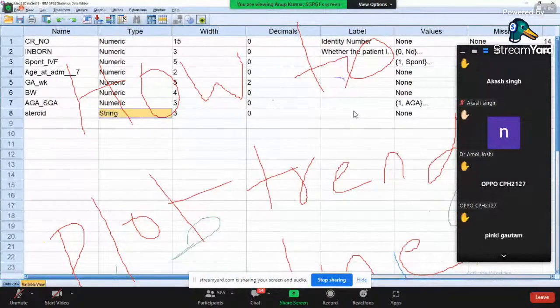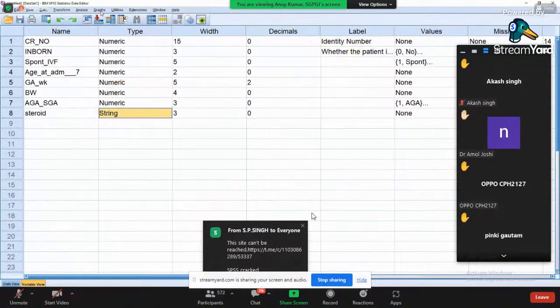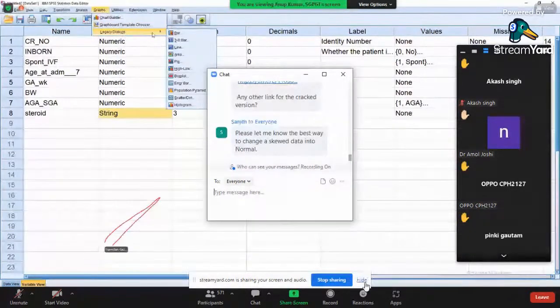Sir, how to do the post hoc test in SPSS? Sir, how can we explain the box plot, please, sir? Yes, again, box plot. I'm just telling you about the box plot. Okay, go to the graph, legacy dialog.